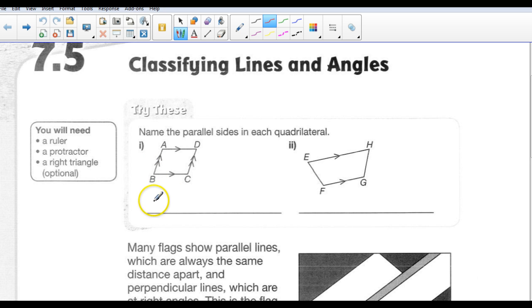So name the parallel sides. Well, we know that AB and DC are parallel, and we know that AD and BC are parallel to each other. Over here you can see that we only have these two sides that are parallel, so we know that EH and FG are parallel to one another.